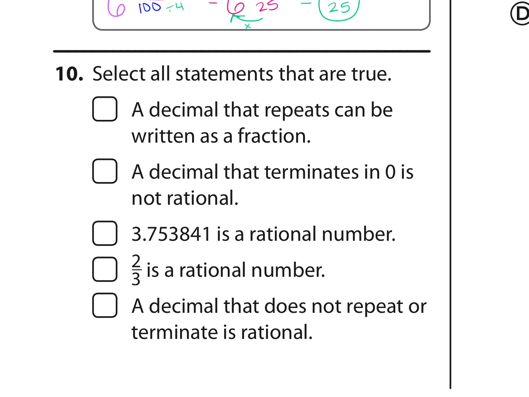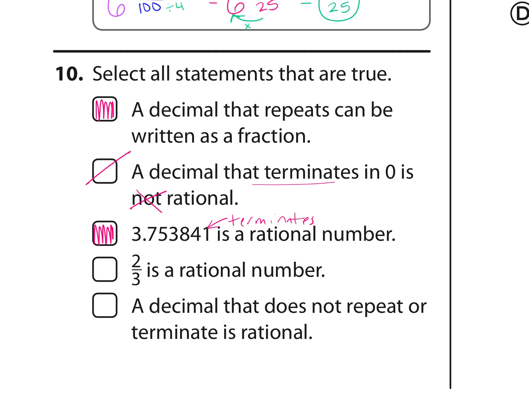Number 10, select all statements that are true. The first is a decimal that repeats can be written as a fraction. That is true. Decimals that repeat and decimals that terminate can always be written as fractions. The next one says a decimal that terminates in 0 is not rational. If it is a decimal that terminates, it is a rational number. So that's not true. The next 3.753841 is a rational number. Well, it ended. It terminates.